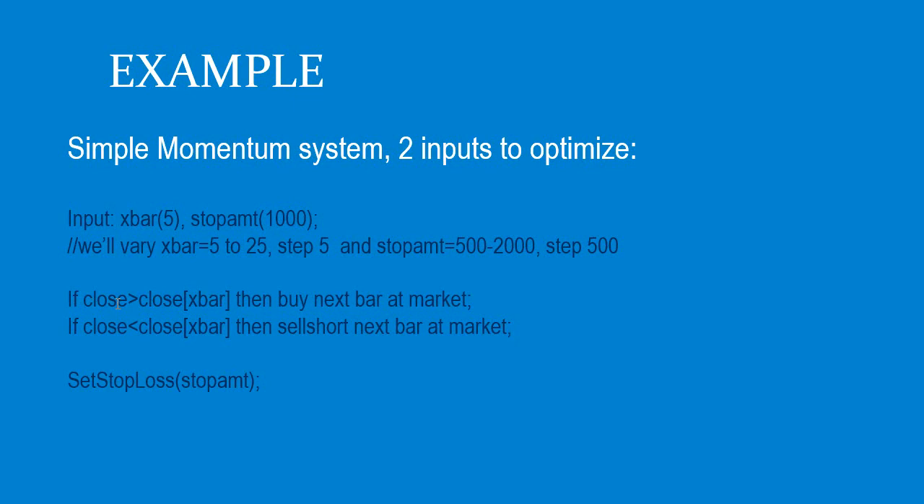Simple rules. If the close is greater than the close X bars ago, meaning the momentum's going up, we buy the next bar. And if the reverse is true, if the close is less than the close X number of bars ago, we sell short. And then we just put a stop loss with it. Really simple system. Two variables, pretty nice.